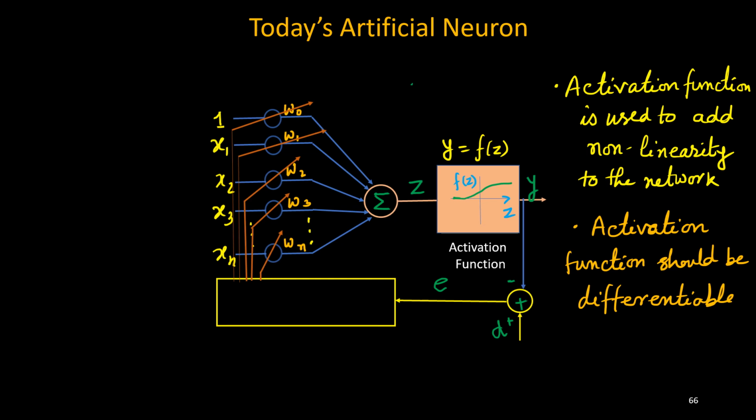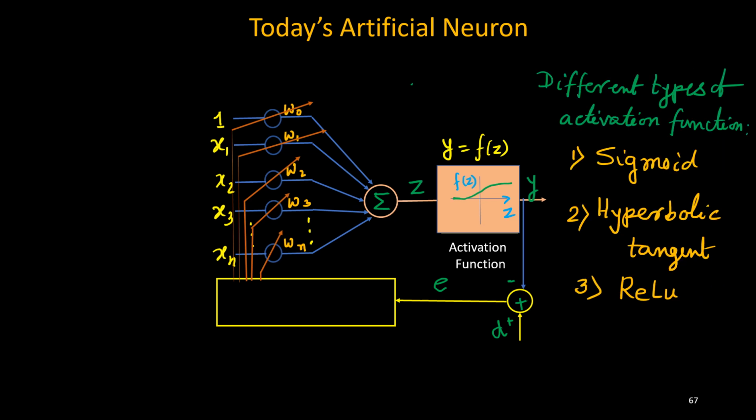That is required. We'll be using several kinds of activation functions. One is the sigmoid function, then the hyperbolic tangent function, and the ReLU function. ReLU stands for rectified linear unit: the negative side is 0, and the right side is linear. We'll discuss all the activation functions in detail in one video. For the time being, we'll say that several activation functions are used to provide nonlinearity in today's artificial neuron, and we'll be using a gradient descent kind of rule to adjust these weights.